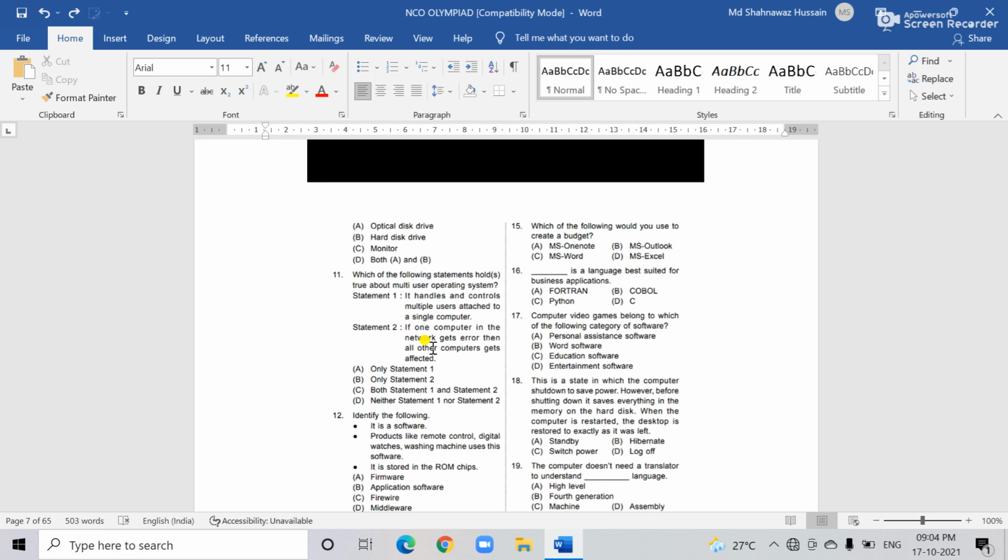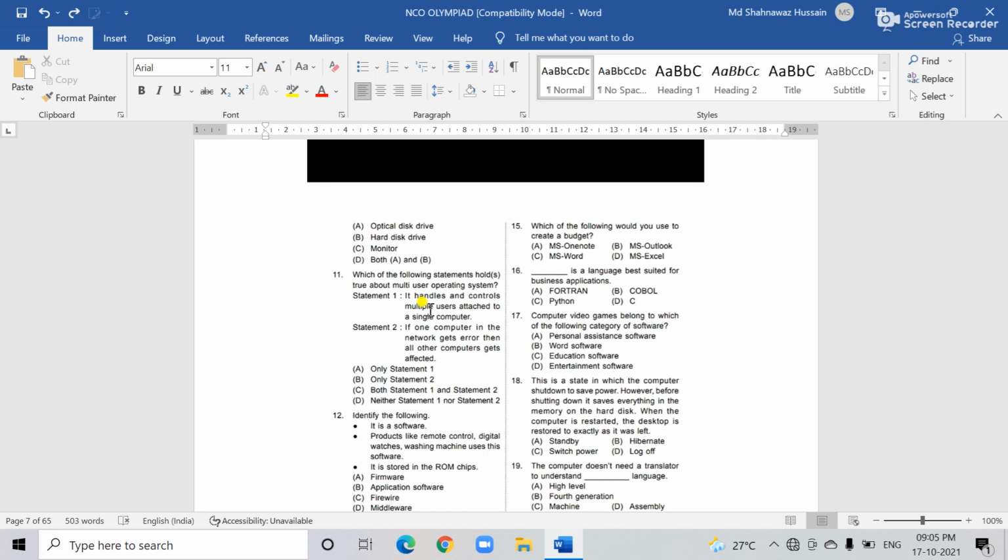There are two statements. Let's see the question. Which of the following statements holds true about a multi-user operating system? A multi-user operating system means more than one work at the same time. Suppose you are drawing a picture and side by side you are listening to music. These two works happen at the same time. One user works on two platforms: you are drawing or typing, and side by side you are listening to music. So the user is one, but the performance is two. This is called the multi-user operating system, right?